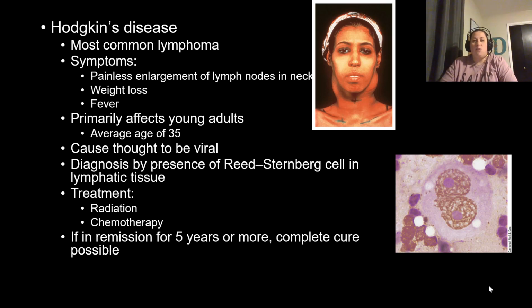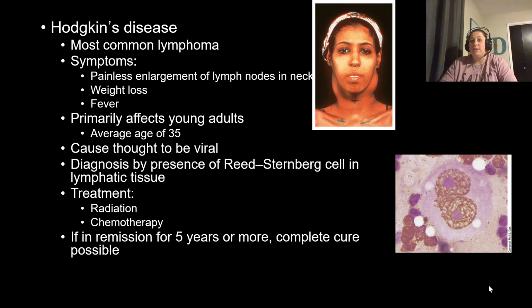We see that Hodgkin's is going to primarily affect young adults. The average age of people who deal with Hodgkin's lymphoma is around 35. The cause is thought to be viral, where a viral infection actually triggers this to occur.